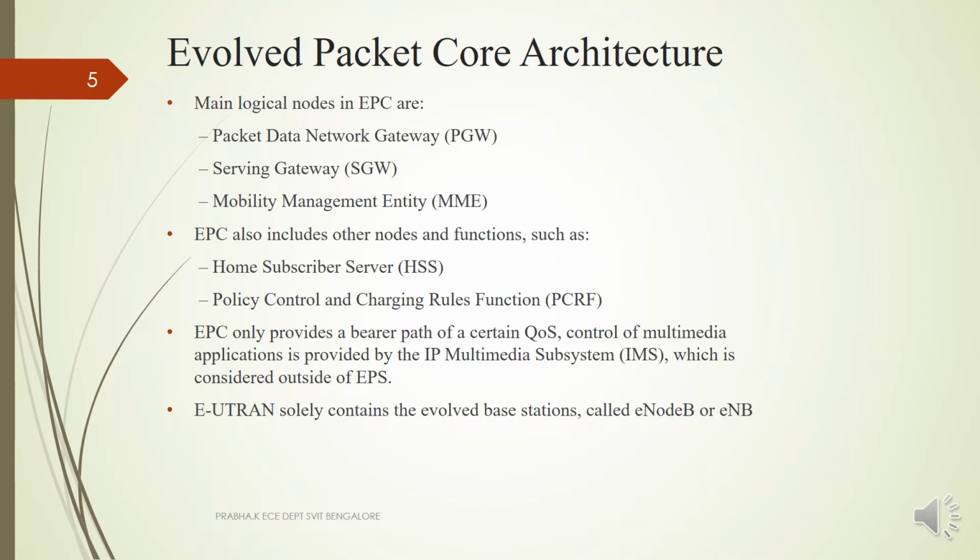E-UTRAN. E-UTRAN is Evolved Universal Terrestrial Radio Access Network. It is the only one which contains the evolved base stations that we call eNode B or eNB.